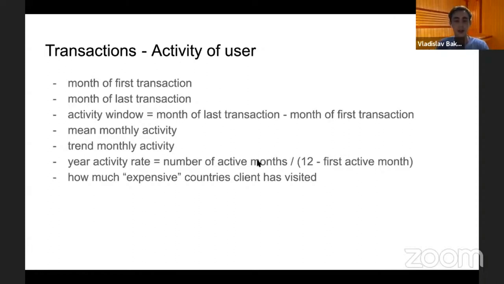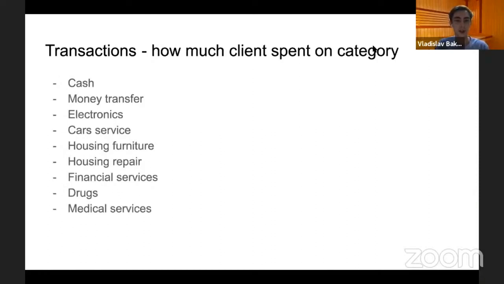Next type of features is how much clients spend on some category. This is cash, money transfer, electronics, car service, and so on. I chose these categories by logic, and because this probably will influence the desire to take a loan or credit.